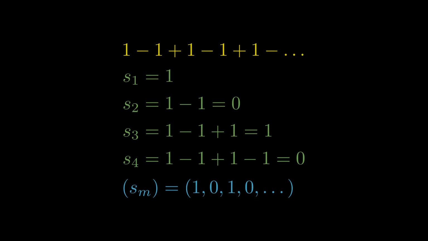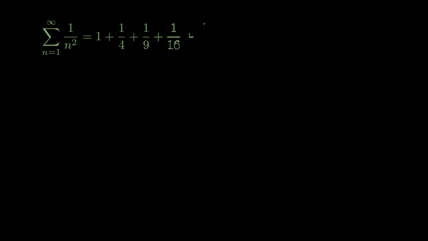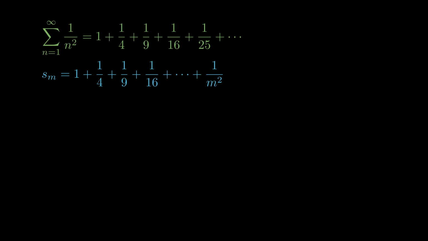Now consider the example of the sum from n equals 1 to infinity of 1 over n squared. So this is the series 1 plus a fourth plus a ninth, etc. The mth partial sum of this series, Sm, is the sum of the first m terms, so 1 plus a fourth plus a ninth plus up until 1 over m squared. If we want to argue that the series converges, we need to argue that this sequence of partial sums, Sm, converges. Since each term of the series is positive, this is an increasing sequence of partial sums.